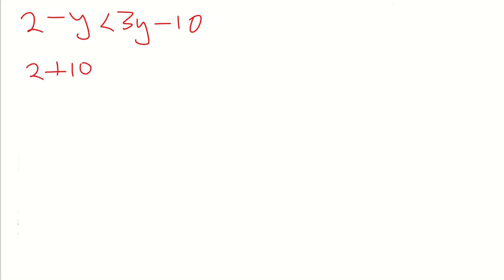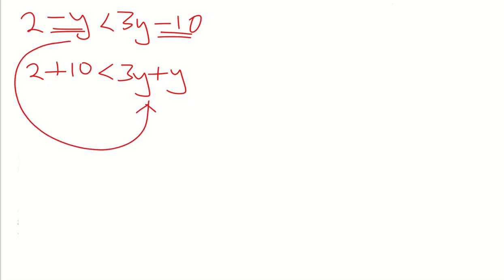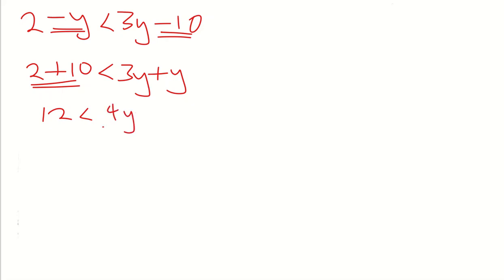In this case, I'm going to say 2, then plus 10, because this 10 is moving over to the left hand side, so it becomes plus 10. Then less than 3y plus y. This negative y moves to this side and becomes positive, so it becomes plus y. 2 plus 10 we get 12, less than 3 plus 1 gives us 4y. Then we divide both sides by 4, and we get 3 which is less than y.